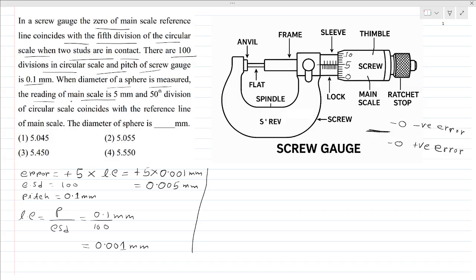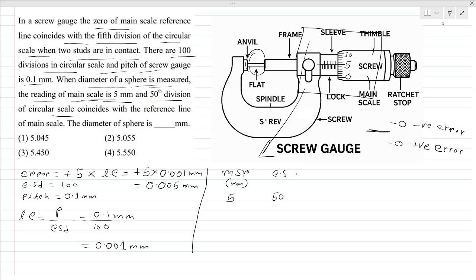Now it is given that the main scale reading, that means we want to calculate the diameter of a sphere. So we have to put the diameter of a sphere here, and then the values given for the screw gauge that we are discussing right now. First the main scale reading, the MSR in millimeter, is 5. Next, the circular scale is coinciding with the 50th division.